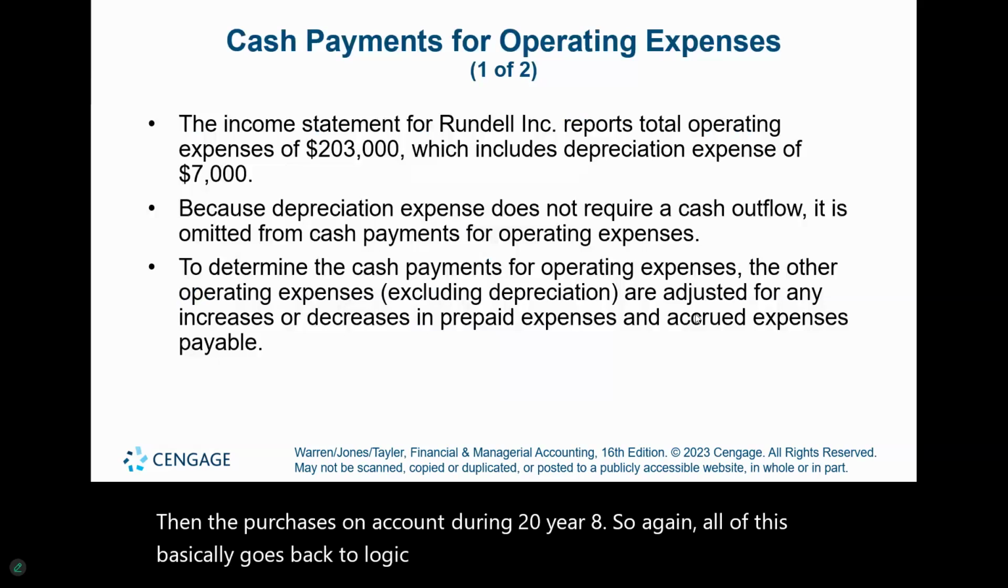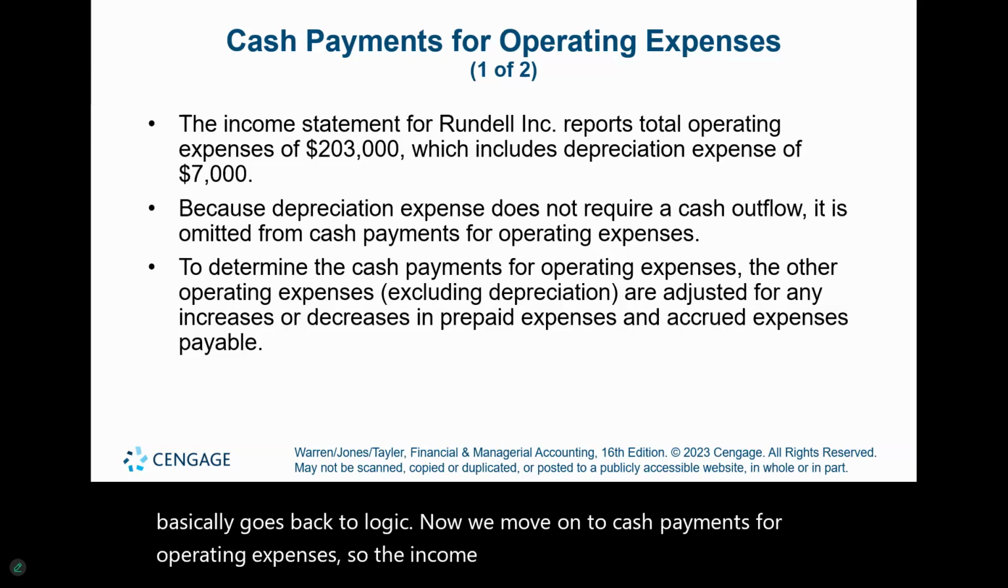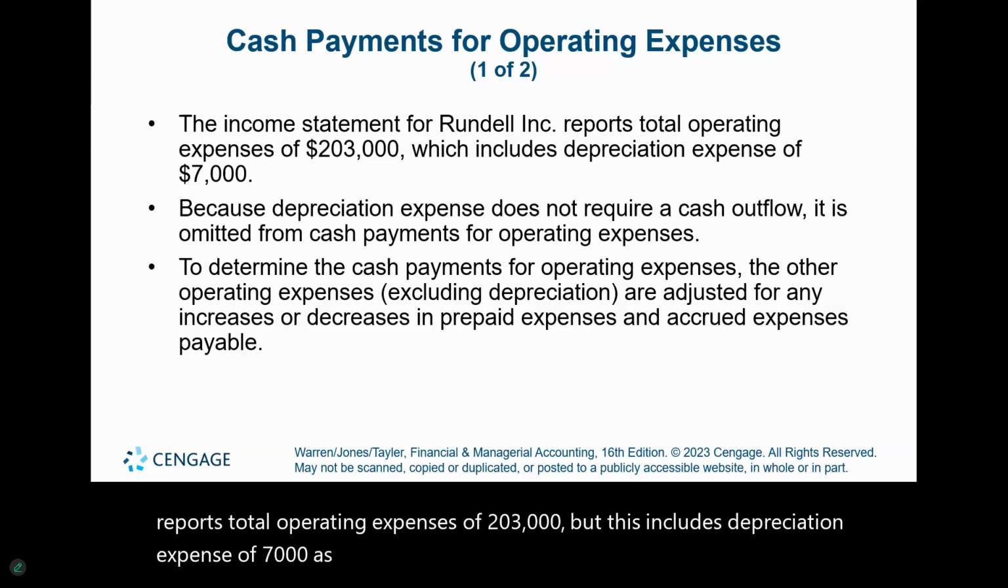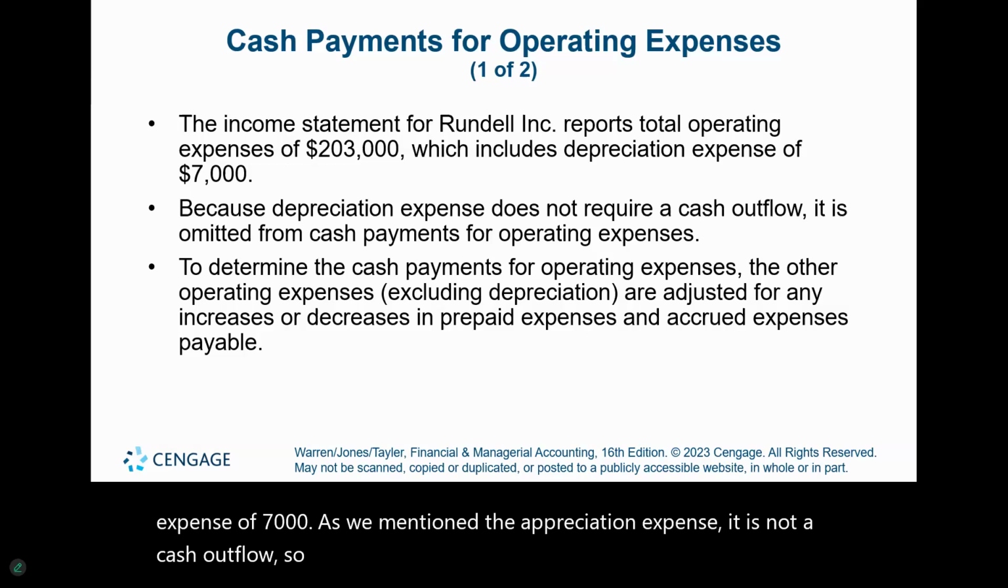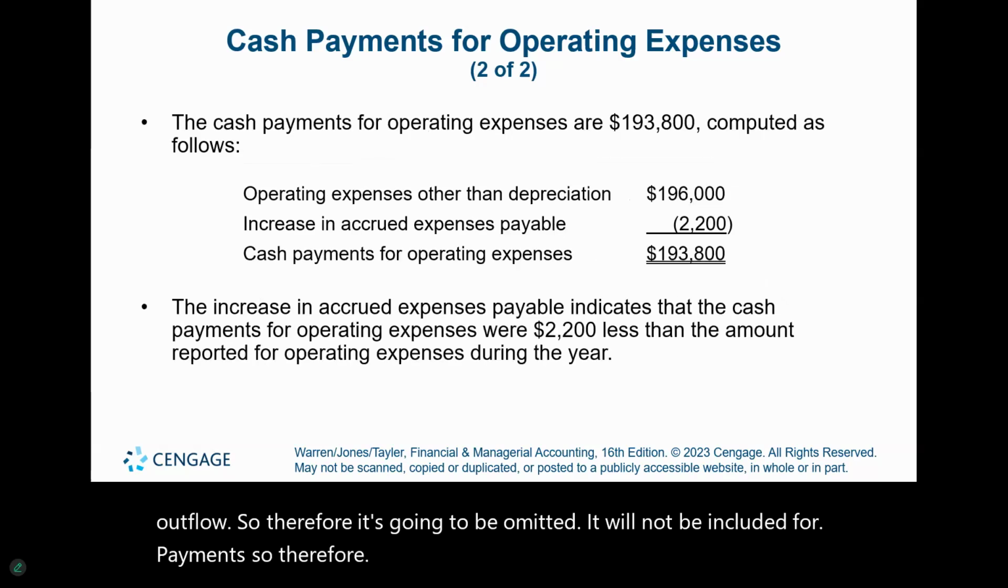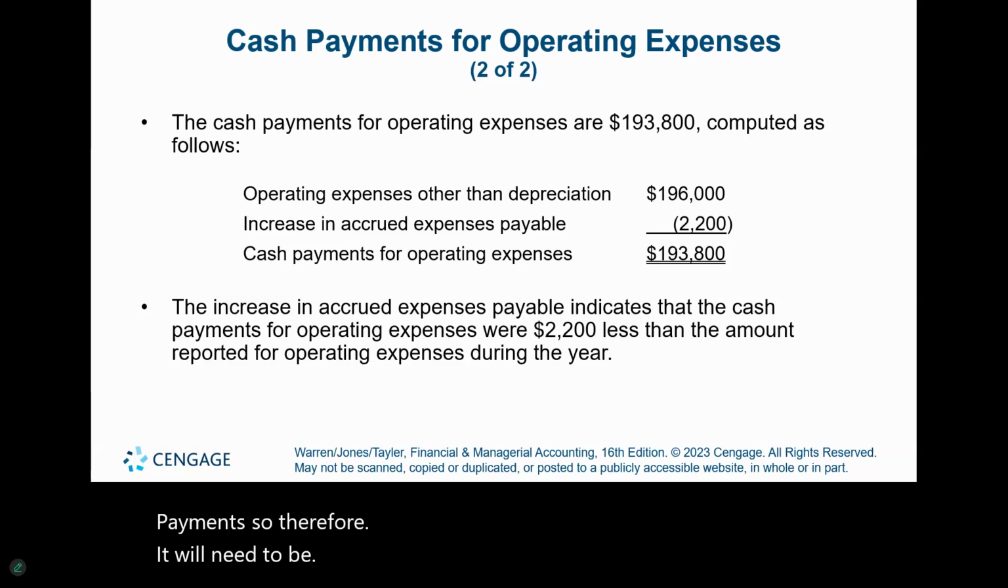Now we move on to cash payments for operating expenses. The income statement for Rundell Incorporated reports total operating expenses of $203,000, but this includes depreciation expense of $7,000. As we mentioned, depreciation expense is not a cash outflow. So therefore, it's going to be omitted. It will not be included in cash payments, so it will need to be subtracted.